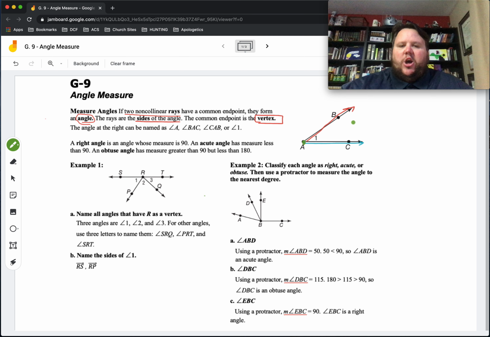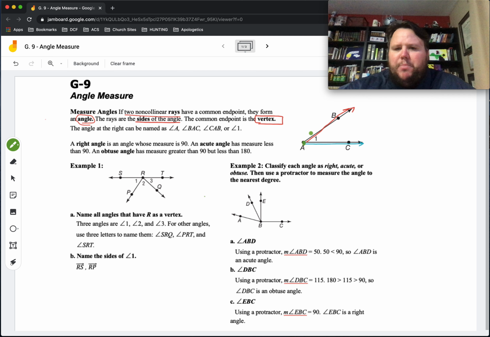All right, and so we can label this. The angle at the right can be named angle A. We can name it just by angle A. We can name it by three letters, which would be angle BAC, or we can go backwards, CAB. But notice it can't be ABC, because the vertex has to be the middle letter. But there's also this 1 inside, so we can label it angle 1 as well.